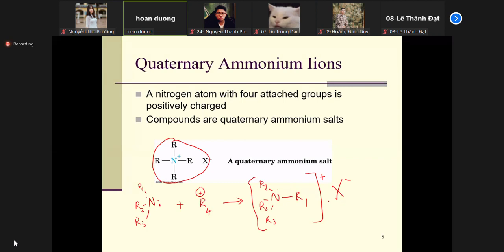Now, I could repeat the question. Is this still an amine, or does it have the same chemical properties of the amine we learned before? Say yes, so why yes? Say no, so why no?